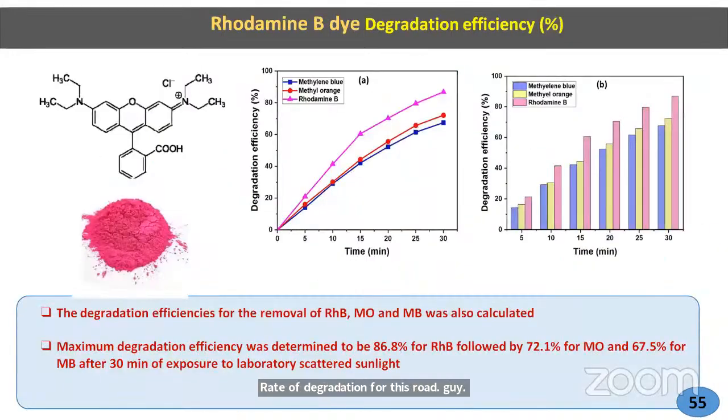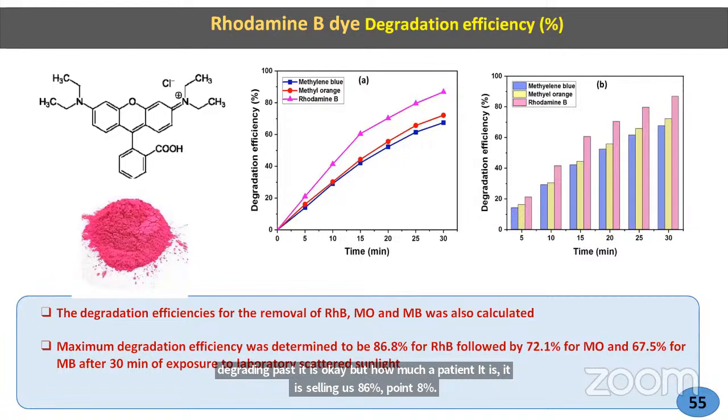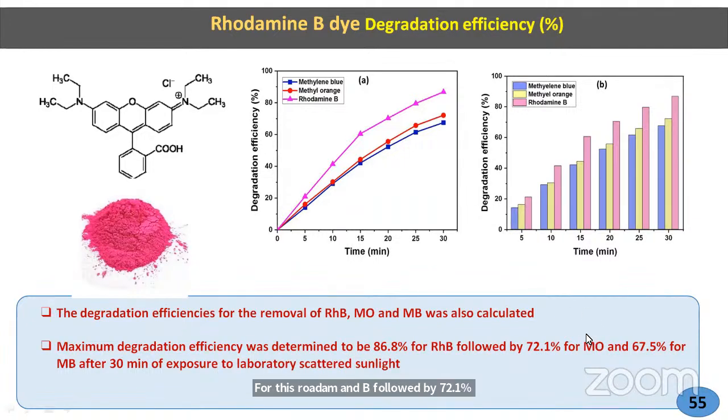This degradation efficiency is also very high, as I just said, and we have plotted it. If it is degrading fast, that is fine, but how efficient is it? It shows 86.8% for rhodamine B, followed by 72.1% for methyl orange, and for methylene blue it is 67%.